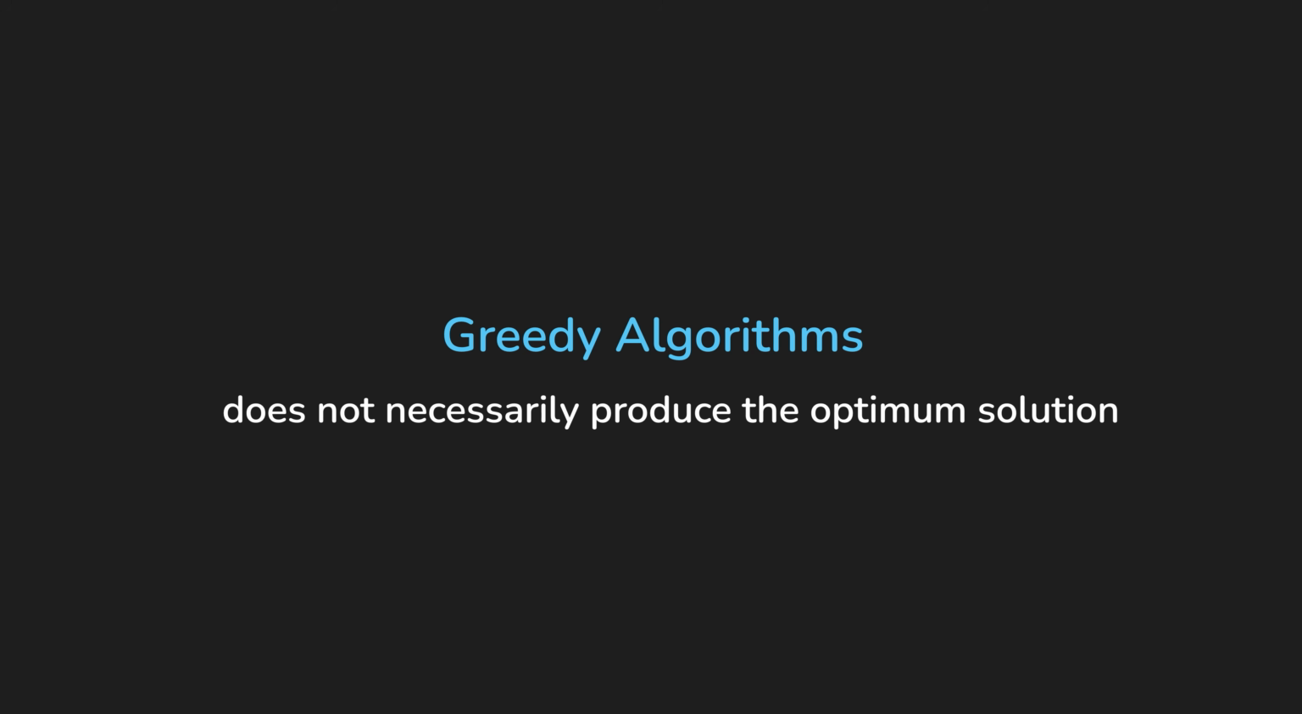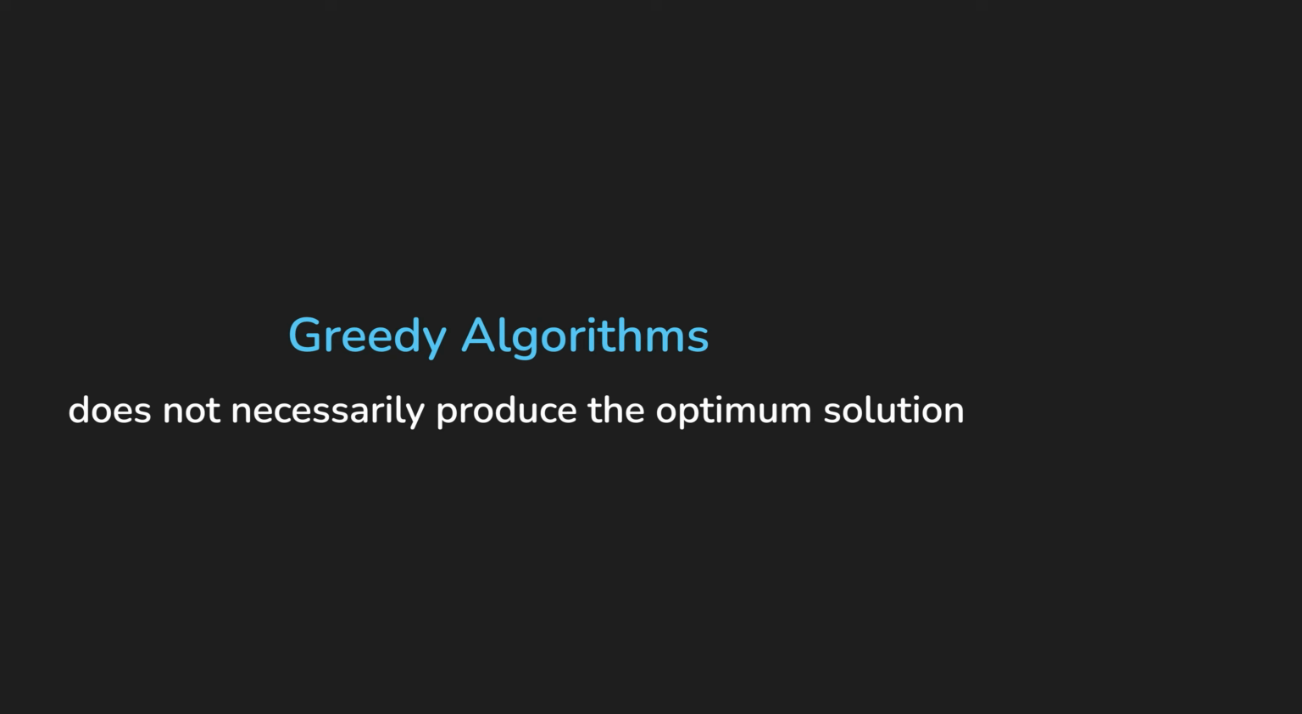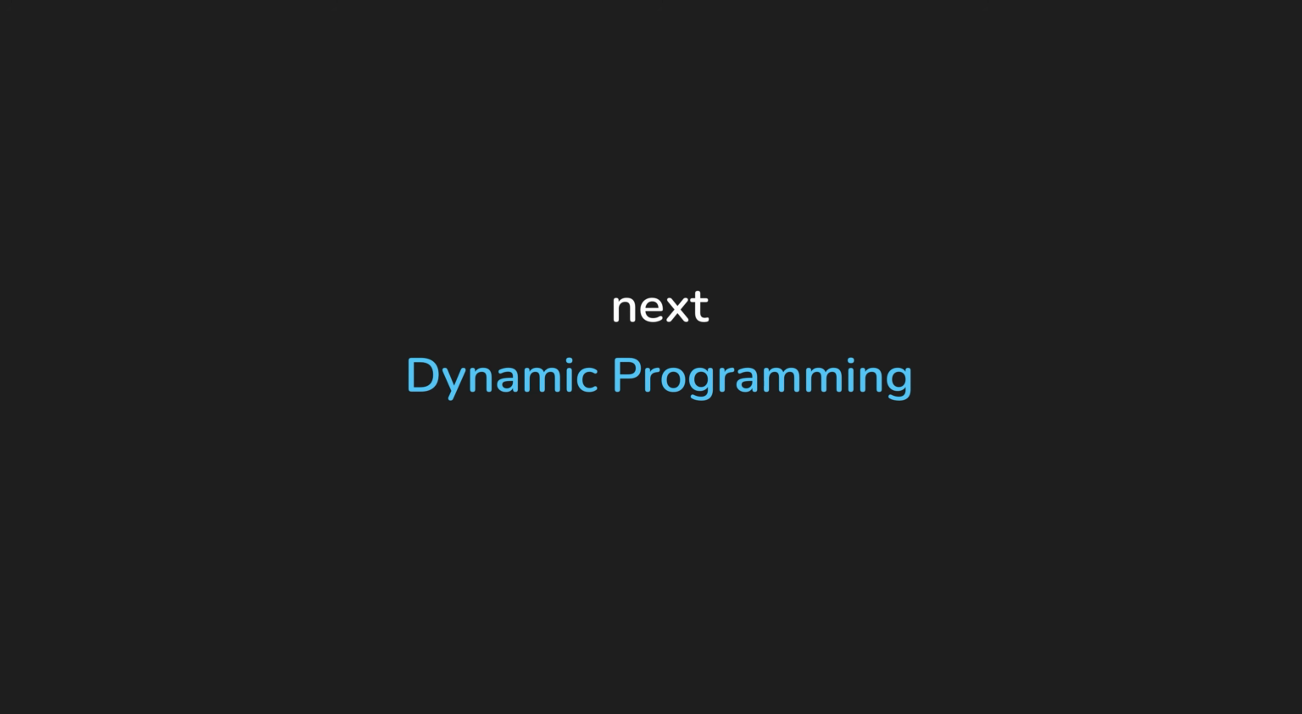So the difficulty comes in identifying if a problem can or cannot be solved with a greedy algorithm. So how can we come up with a strategy that works no matter what the coin system is? We will talk about that in the next lesson, which is about dynamic programming.